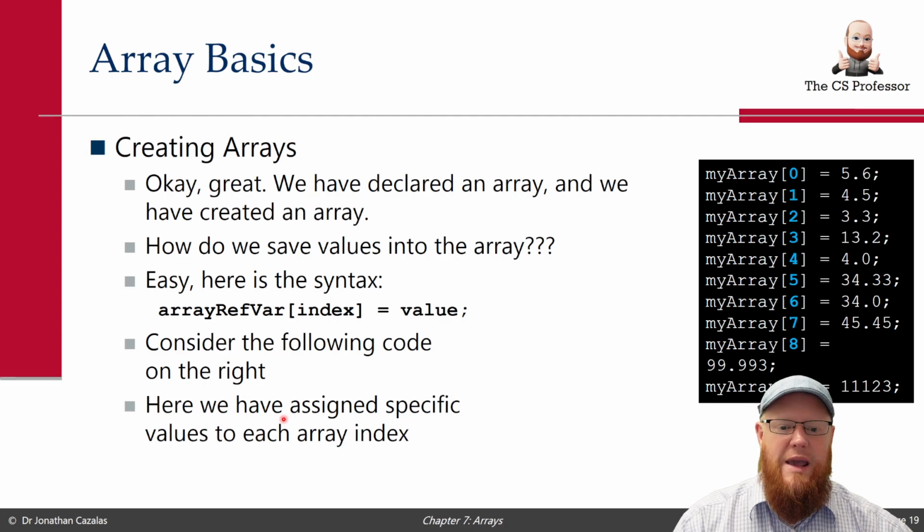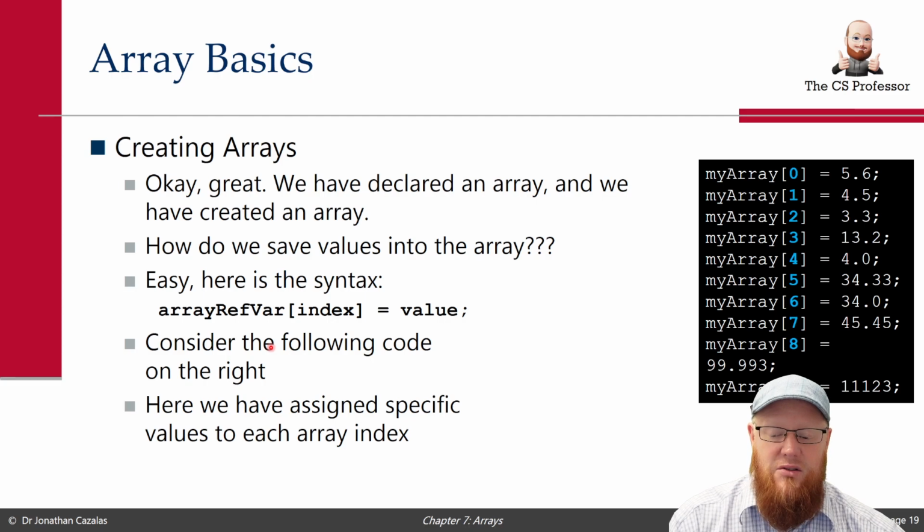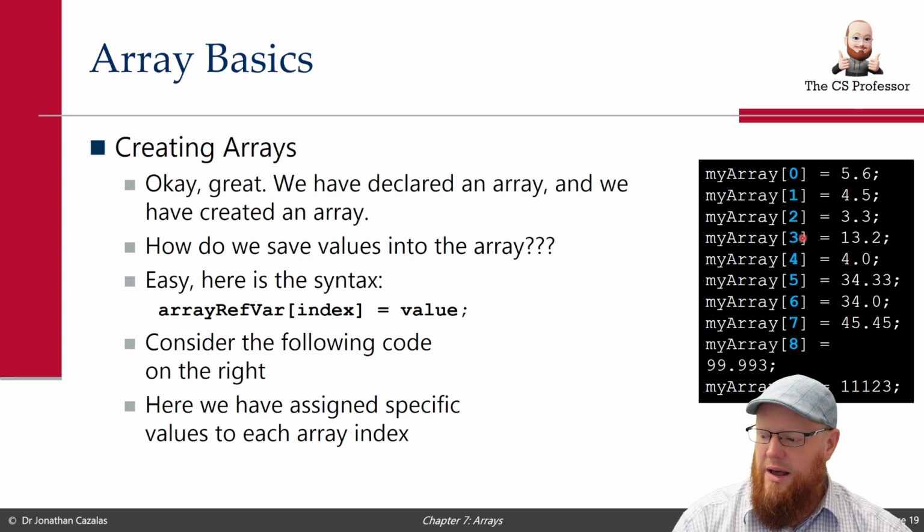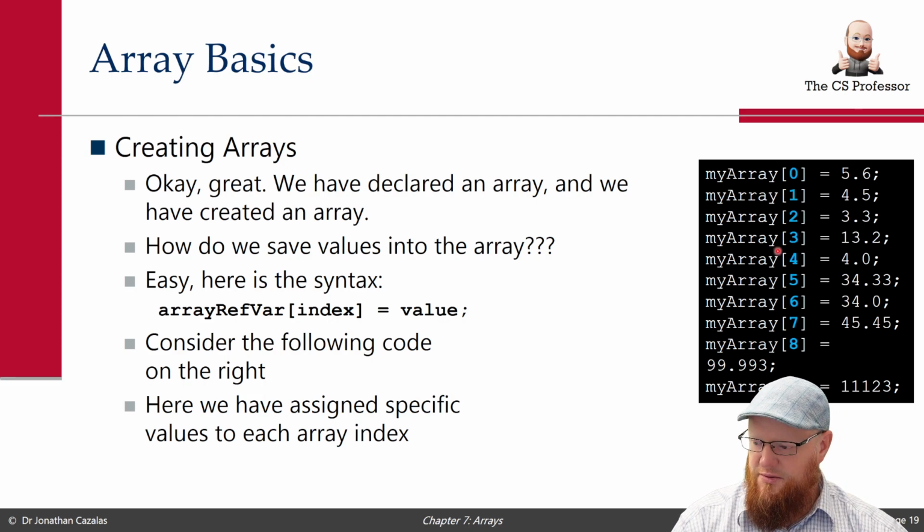So once we've created this array, as we've seen in Python, we can now save values inside that array. How do we save those values? By saving them at their specific indices. I can save 5.6 to index 0. I can save 13.2 to index 3. I can save all kinds of values to their respective indices.